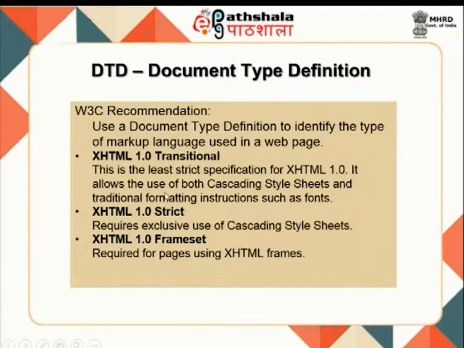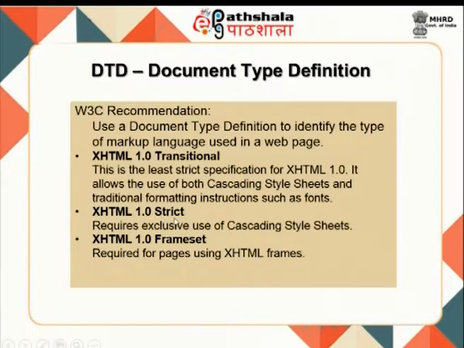And the W3C, as I told, has recommended 3 kinds of DTDs to identify the markup languages used in a web page. Here we can see an XHTML transitional doctype, or one can use an XHTML 1.0 strict doctype, or an XHTML 1.0 frameset. Transitional has a less strict specification than the strict doctype, and it also allows the use of cascading style sheets, which we will see later, and the traditional formatting instructions that are in HTML are also allowed in this transitional doctype.